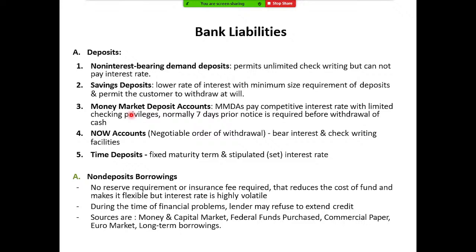Now we look at the bank liabilities. Deposits. This is the major portion of its liabilities. There are different types of deposits. First one is non-interest bearing demand deposits. Normally it's a current account. Normally a current account will not get any interest. Non-interest bearing demand deposits permit unlimited check writing, but cannot pay any interest.